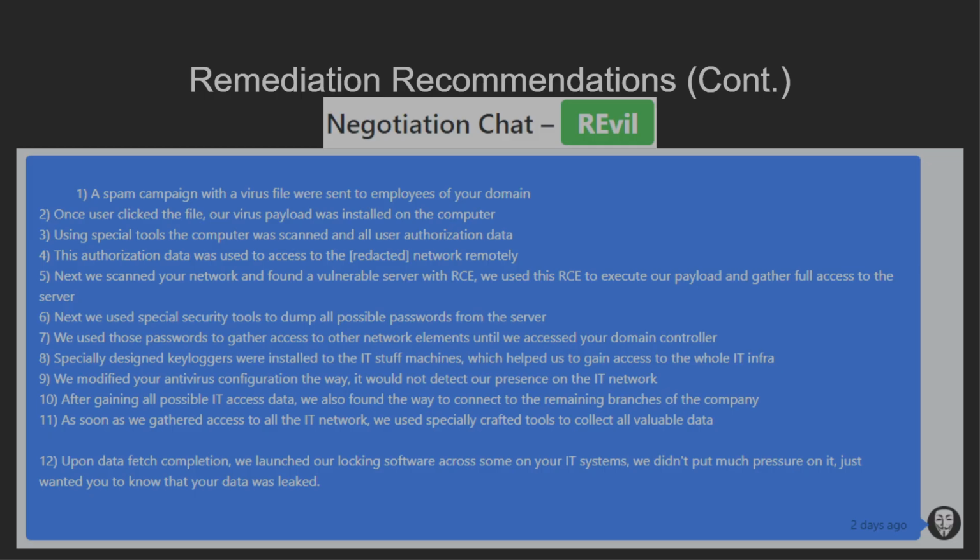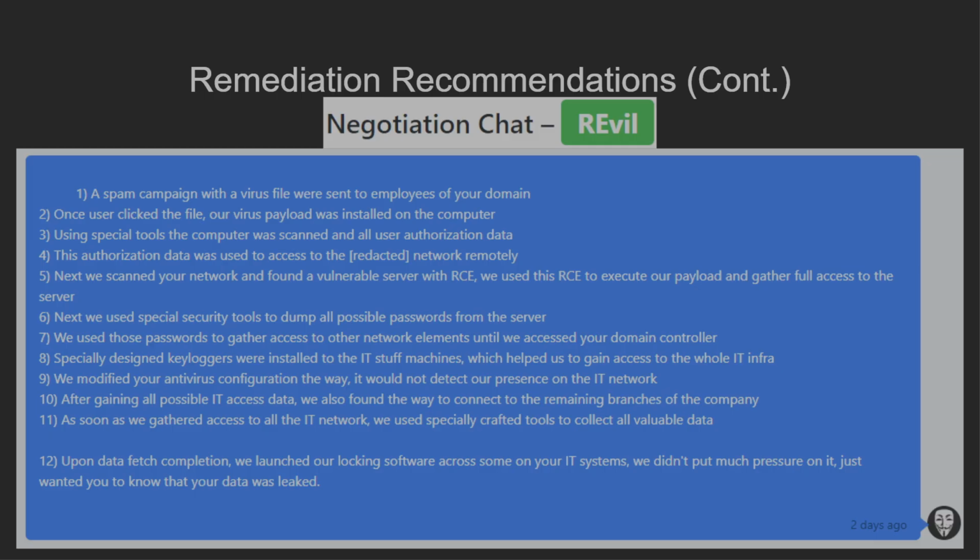Next, we used special security tools to dump all possible passwords from the server. That's when they dump LSASS, pretty much. They're using Netcat or Metasploit. Those are the commonly known tools used in these cases. Now they could also use BloodHound.